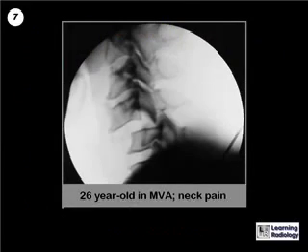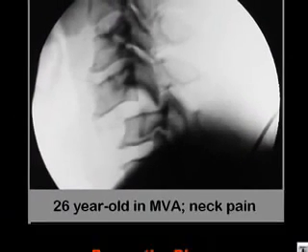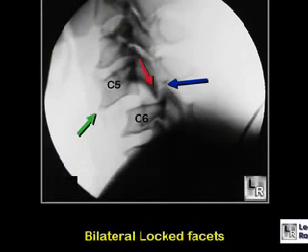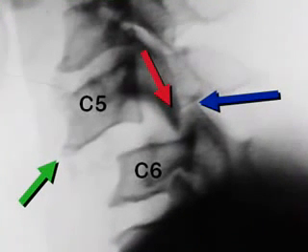This is the next case, a 26-year-old involved in a motor vehicle accident with neck pain. Pause your computer or MP3 player. This is an example of bilateral locked facets. The image has been reversed so that you can see the findings better.